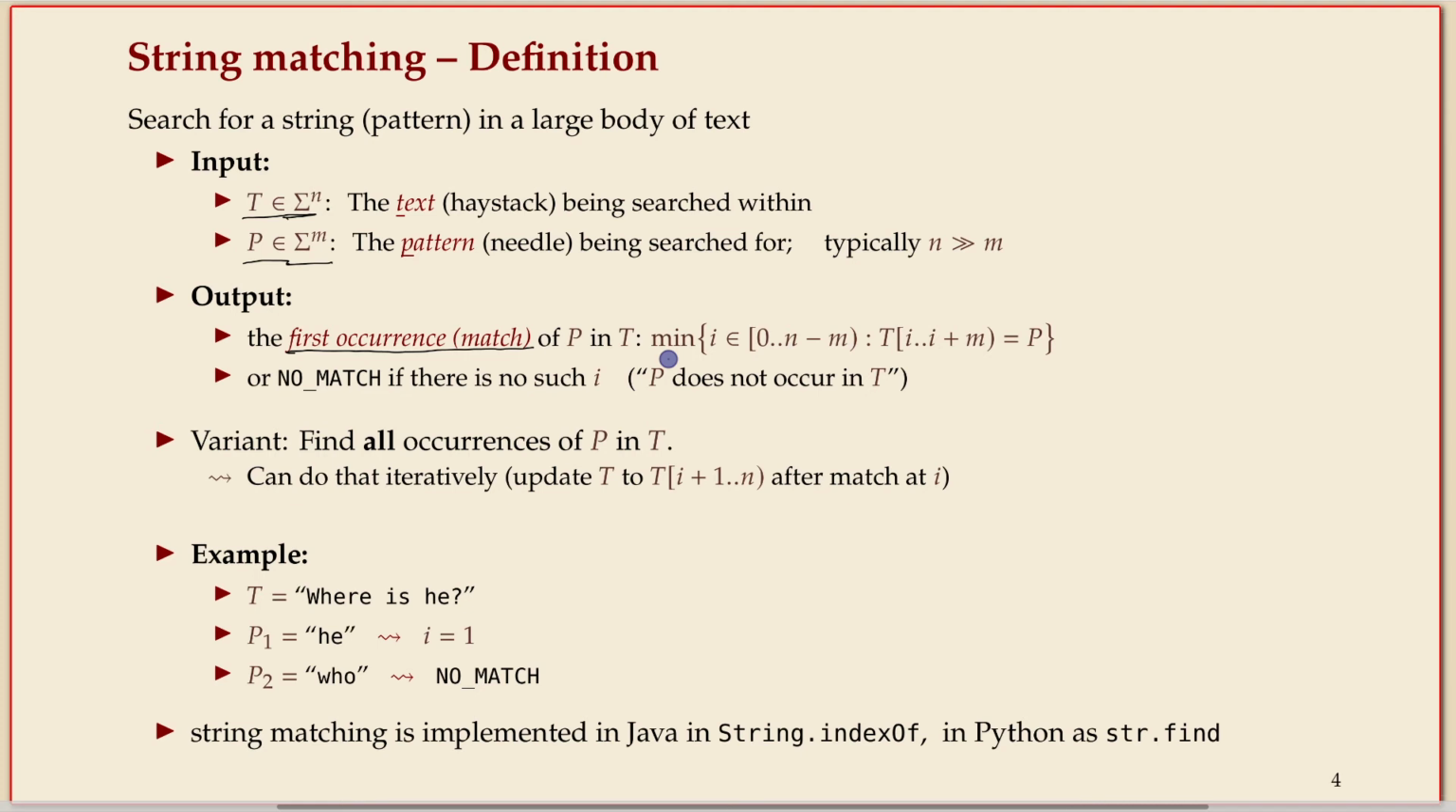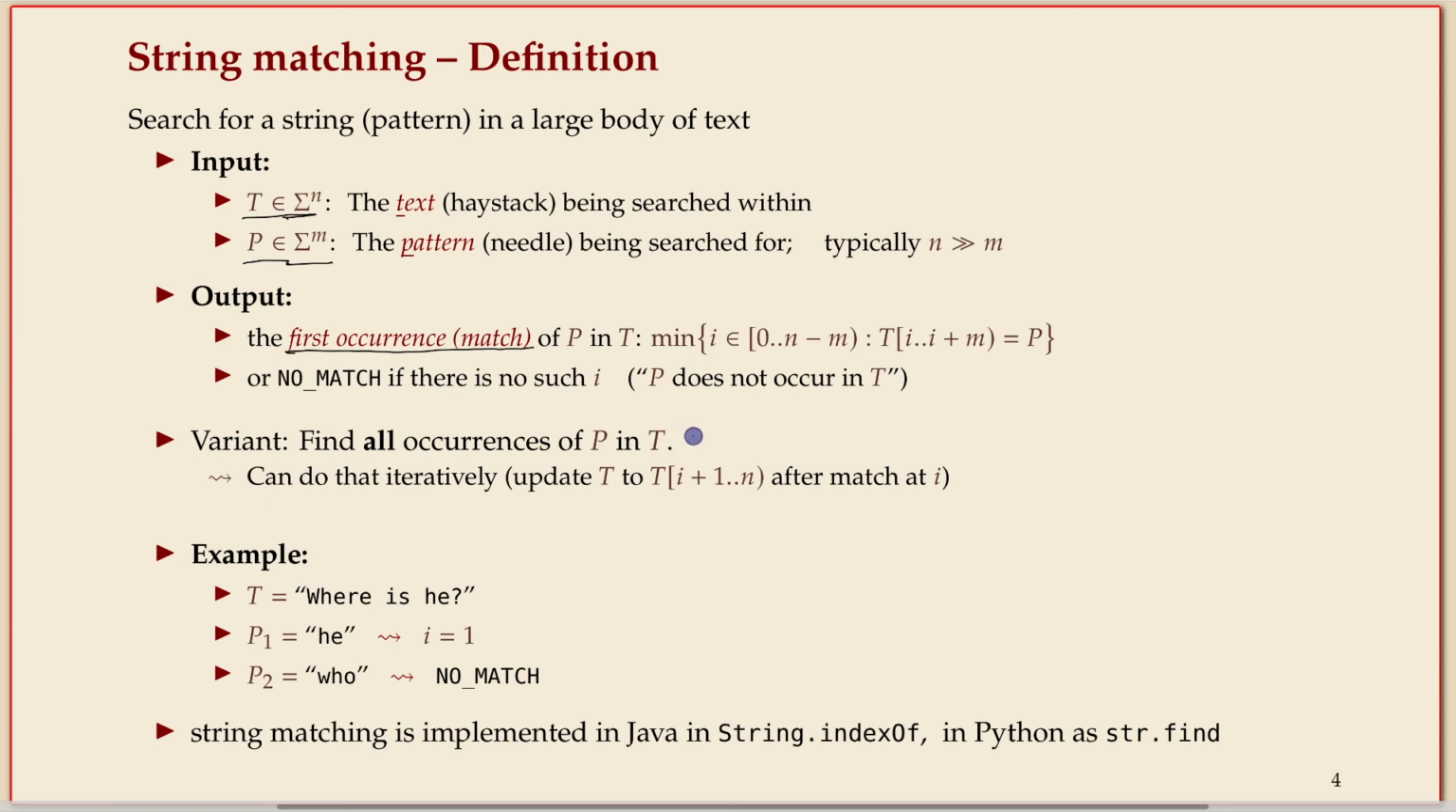If you want to find all occurrences, you can always find the first and then remove that occurrence from the string and then start the search again on the remainder. That's usually not a problem. There's another option. If the pattern does not occur at all, we return some special return value. I'll just write return no match in the pseudocode. Different programming languages have different conventions, what's convenient there, so we'll keep it abstract.